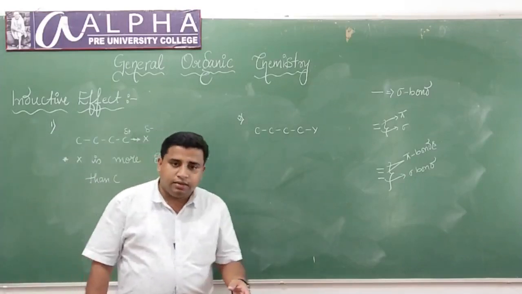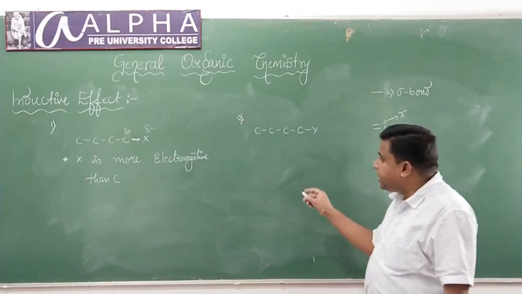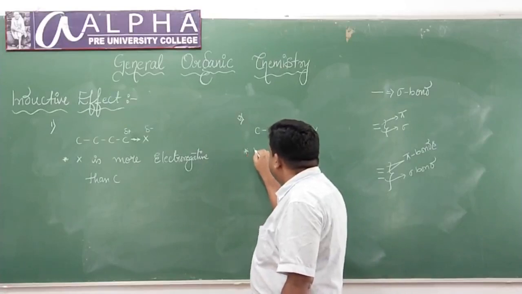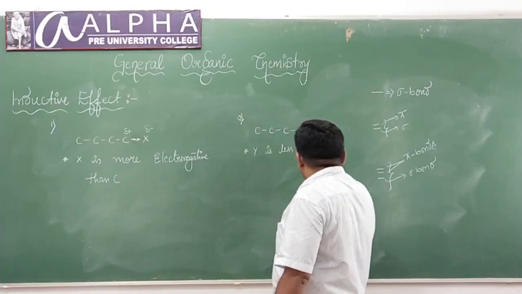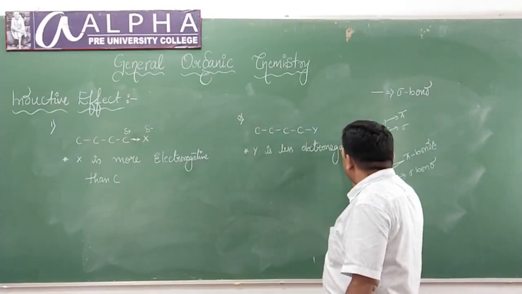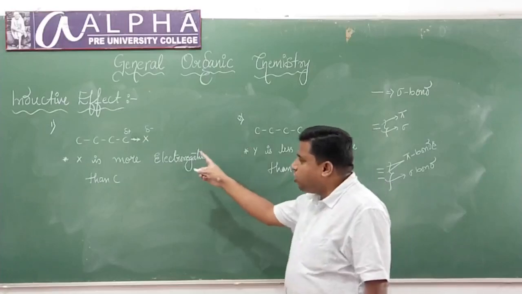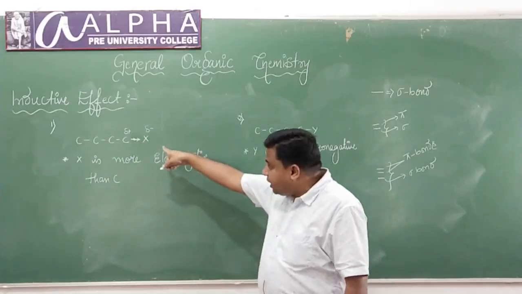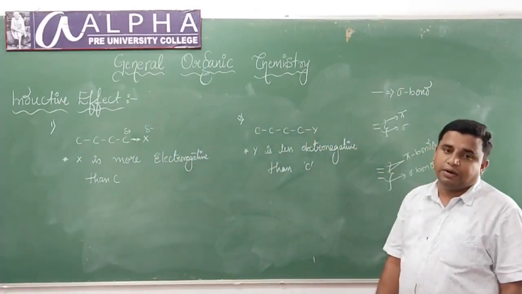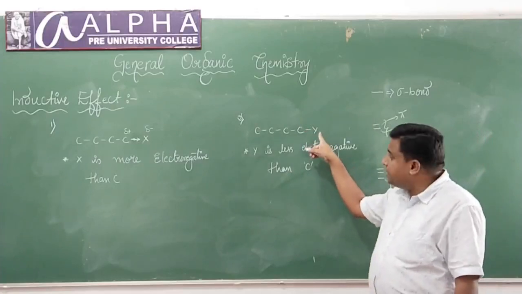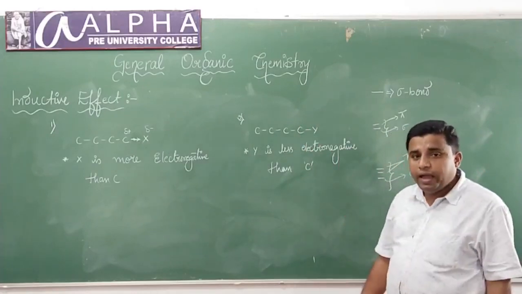Okay, now I am going to come here. I am going to go with this next case. Here also I am going to put a condition. What is that condition? The condition says Y is less electronegative than carbon. Here the electronegativity difference is with respect to carbon. X is more electronegative with respect to carbon, Y is less electronegative with respect to carbon. So now Y is less electronegative than carbon. Conversely, carbon is more electronegative than Y, isn't it?